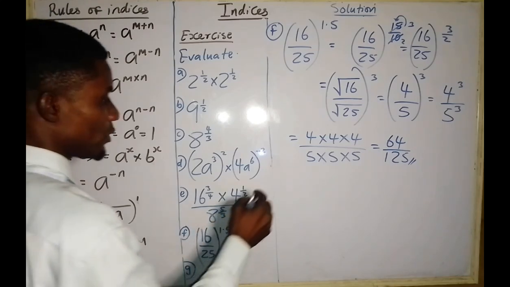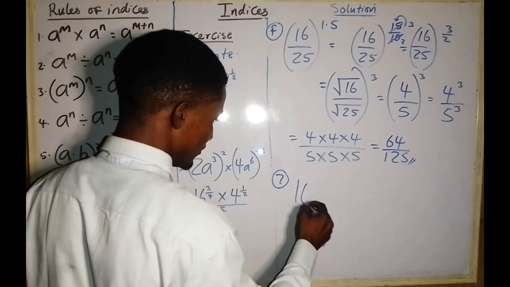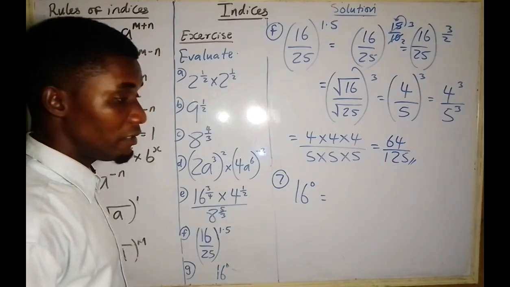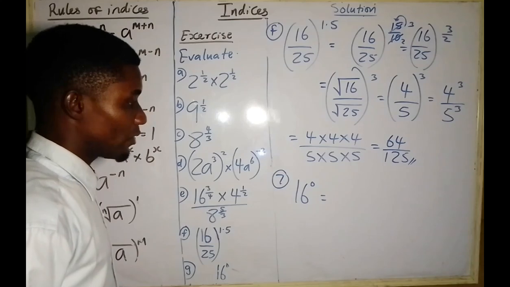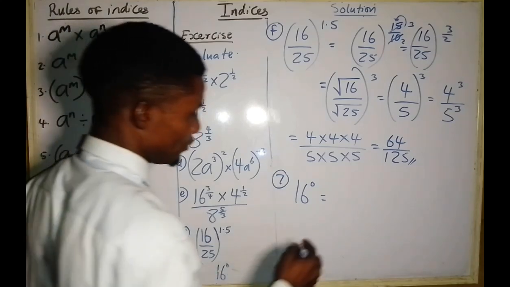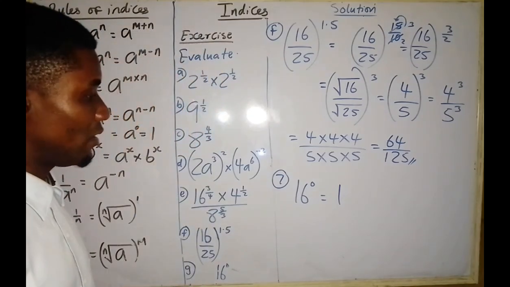Now let's move to the seventh question. The seventh question says, evaluate 16 raised to the power of 0. Now to solve this question, we're going to apply the zero law of indices. The zero law says that anything raised to the power of 0 will always give you 1. So 1 is going to be your answer.